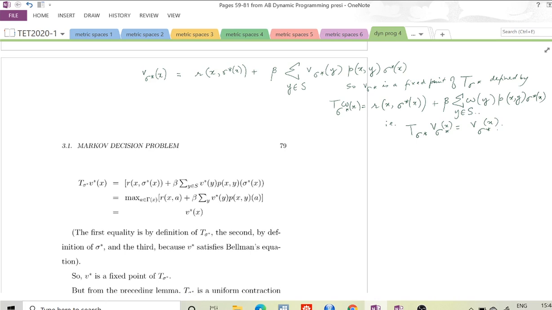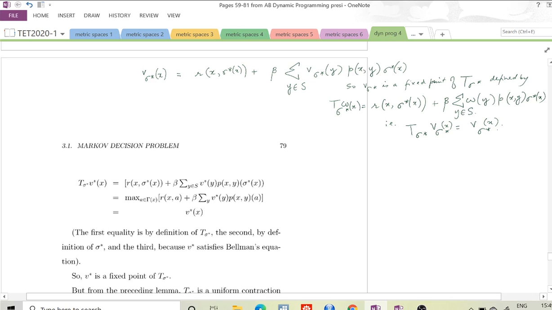Now look at the map T sigma star where it's picking up not V sigma star, the function for which it's a fixed point, but the value function V star. So T sigma star of V star, by definition of T sigma star, is equal to the current reward R of x, sigma star of x, plus beta times the expectation of the value function V star of Y.